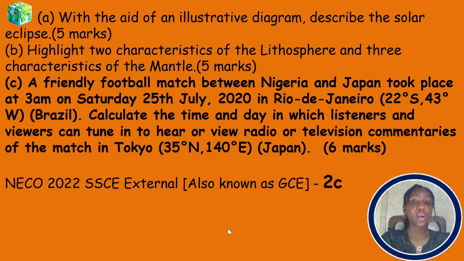A friendly football match between Nigeria and Japan took place at 3 a.m. on Saturday, 25th July 2020 in Rio de Janeiro, 22 degrees south, 43 degrees west, Brazil. Calculate the time and day in which the listeners and viewers can tune in to hear or view the radio or television commentaries of the match in Tokyo, 35 degrees north, 140 degrees east in Japan. Now this question is from NECO GCE and they are trying to put you off by making the question too wordy. So let's illustrate the parameters so that we can properly understand this question.